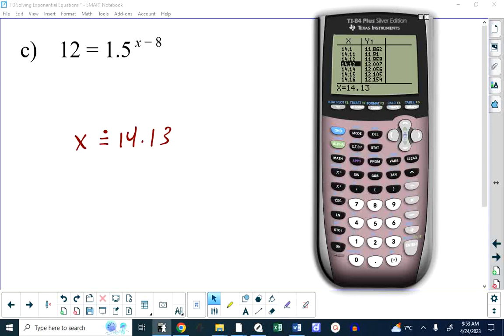But I'm doing this to illustrate to you that there will come a time where we don't have to do this. What do we have? Log of 12 divided by log of 1.5 and then add 8. This is the actual answer. And again, if I were to take 8 away from that and raise it as an exponent on 1.5, I would get exactly 12.